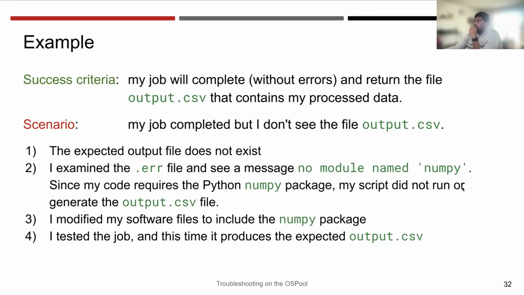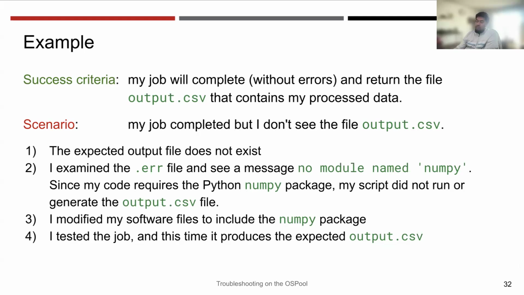Then you look for the error files and you see that it has a message like no module named numpy. So on the software or execution side of things, on our system, as you mentioned, you need to use a container; it's the best way to go. Install everything you need in your container and use that container to execute your calculations. So you go into the software side, modify your software, create a new container so that it has the NumPy package, and then you test the job. Now it produces the output.csv file.